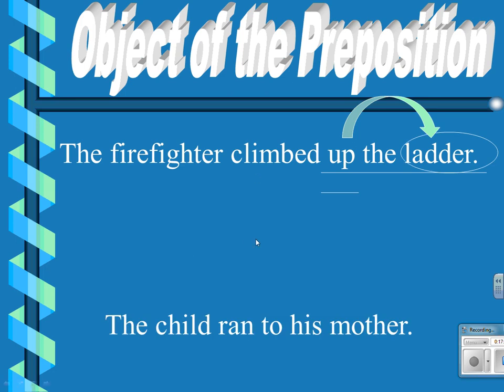The child ran to his mother. Well, the subject of this is child. The verb is ran. So I'm going to ask myself anything that tells you where or when the child ran. Well, he ran to his mother. That's my preposition. The first word in that phrase is my preposition. And then what or who did this child run to? His mother. So that's your object of the preposition.